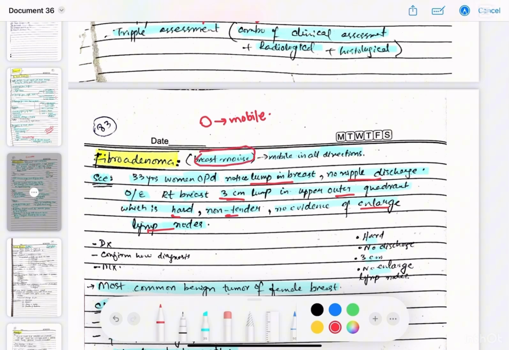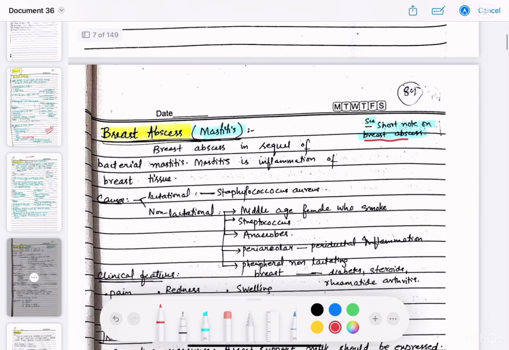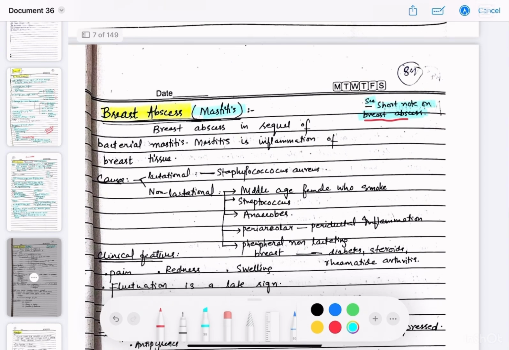Now breast abscess is mastitis. Mastitis is the inflammation or infection of the breast. So breast abscess is a sequel of bacterial mastitis, and mastitis is inflammation of the breast tissues. What is breast abscess? Breast abscess is a sequel of bacterial mastitis. It is due to the bacteria, and mastitis is the inflammation of the breast tissues.